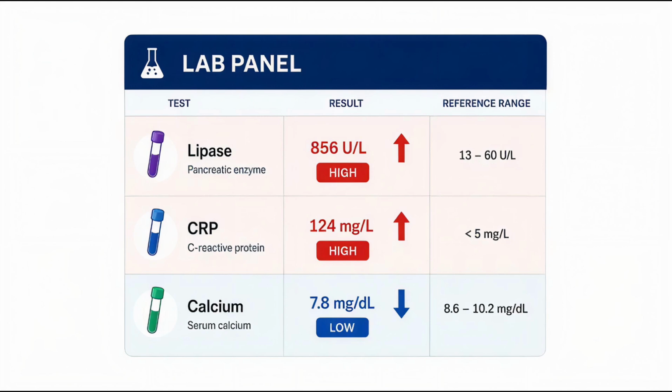Lipase is the preferred laboratory marker because it is more sensitive and specific than amylase. CRP is often elevated and can help assess disease severity. Calcium levels may fall due to fat necrosis, while liver function tests may be elevated when gallstones are the underlying cause.